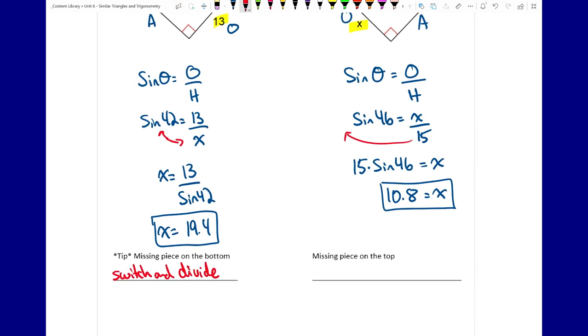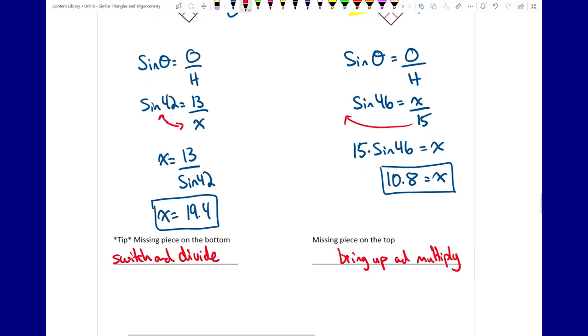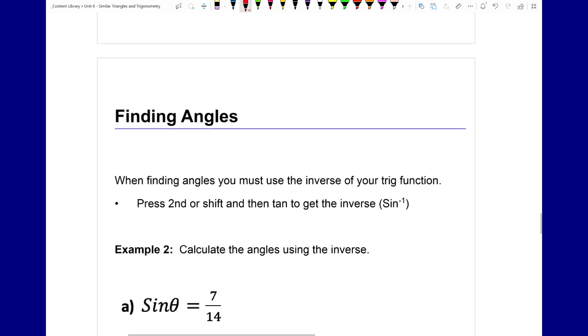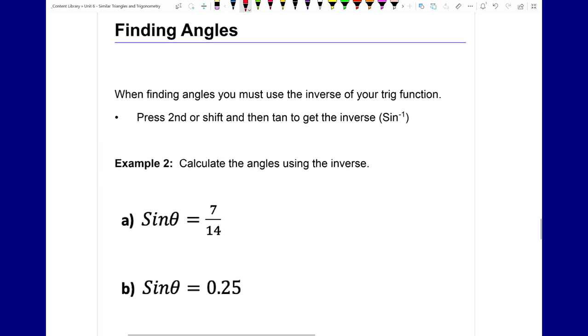So then again, with the missing piece on top, we bring up and multiply. With finding angles, it's going to be the exact same thing. We still need to use the inverse of our trig function. So in this case, it's not the inverse of tan, it's the inverse of sine, or sine -1. So again, you're going to be pressing second or shift on your calculator, not to get tan, but then sine to get the inverse.